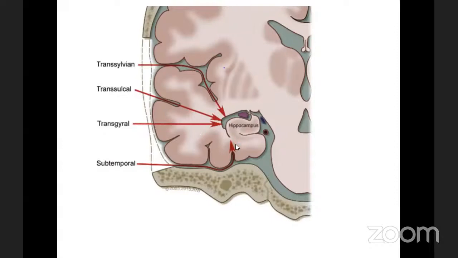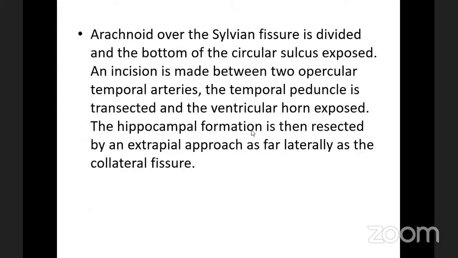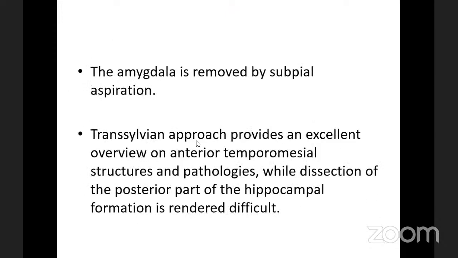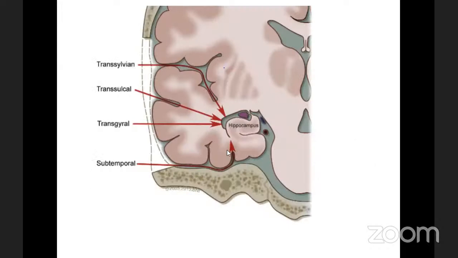This is the medial temporal lobe. This is the Sylvian fissure. So the corridor is through the dissection of the Sylvian fissure. You go here and you make an incision in between the two temporal opercular arteries. After making this incision, you have to take the temporal stem in order to reach the temporal horn of the lateral ventricle. Once you have reached it, the remaining steps of dissection are the same. So through the transsylvian approach, you have an excellent view of the anterior temporal structures, while there is some difficulty in approaching the posterior part of the medial temporal structures, that is the hippocampus and the parahippocampus.